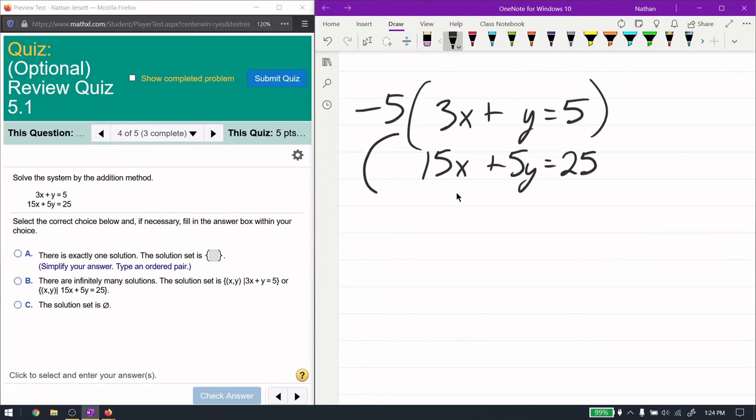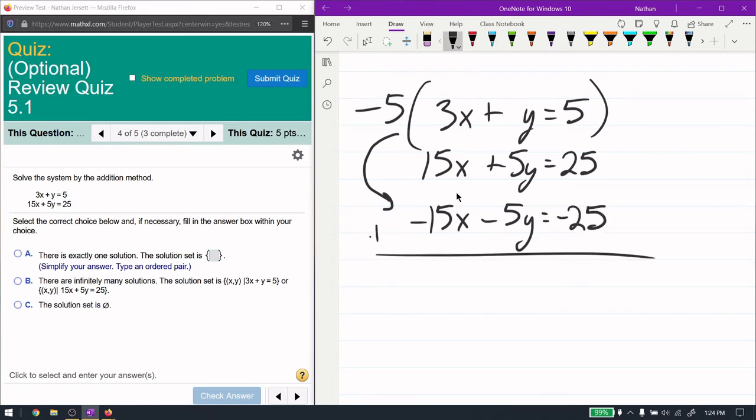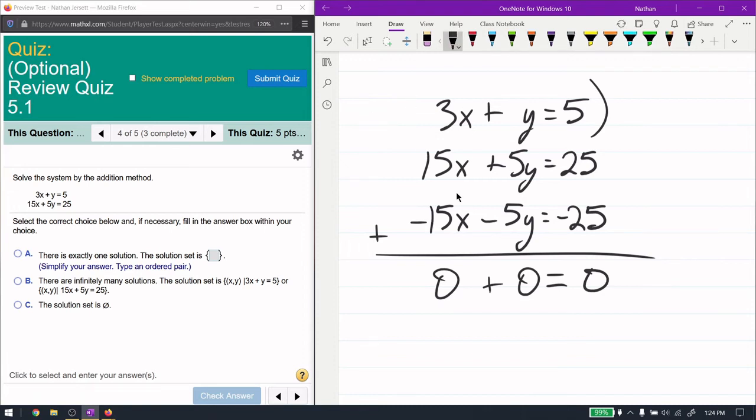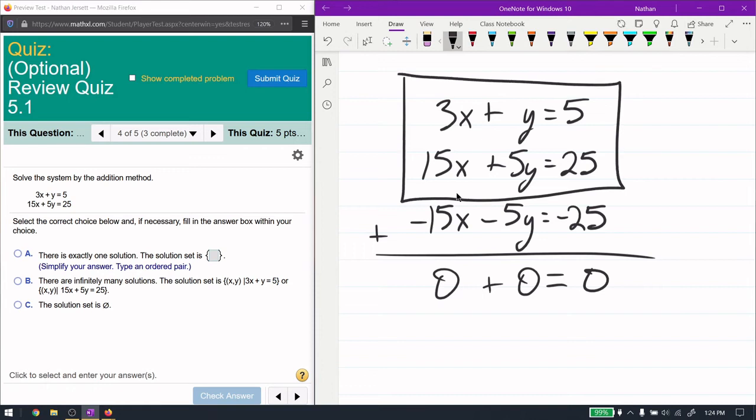What that does, negative 5 times 3 is negative 15x. Negative 5 times y is negative 5y. And negative 5 times 5 is negative 25. And when we do the addition, we get 0 plus 0 equals 0. Everything cancels. That's because these two equations are actually the same equation.